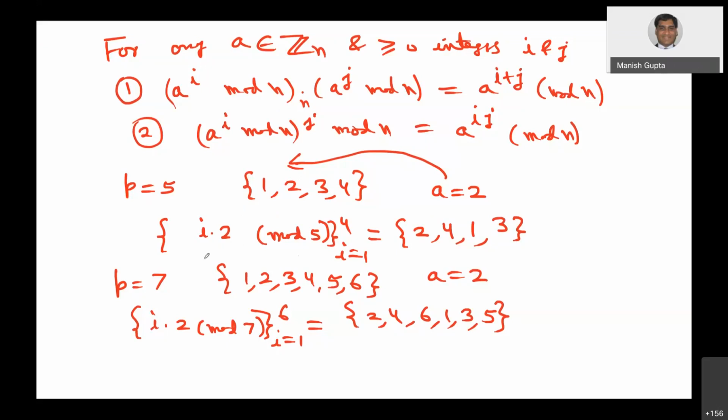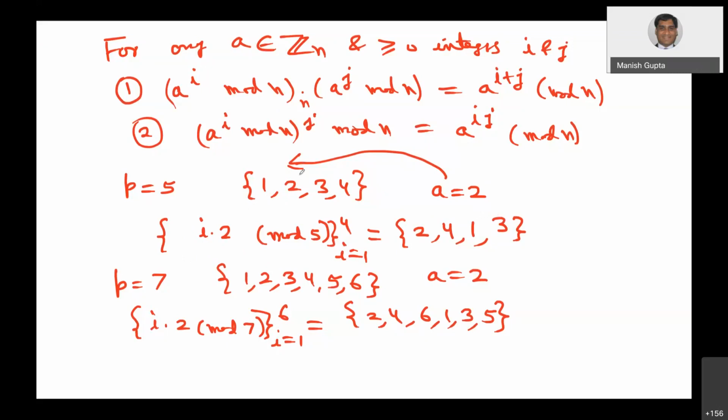No, here I is what? I is from 1, right? So 1, 2, 3, 4. I have written it in this nice form. That's all. Otherwise, what are we doing? 1, 2, 3, 4. I multiply by 2. So 2 into 1 is what? 2, right?